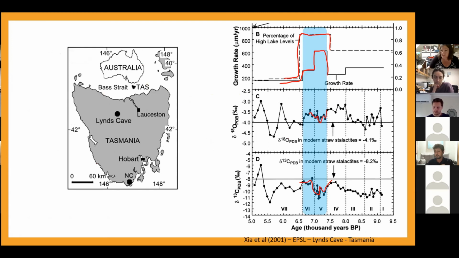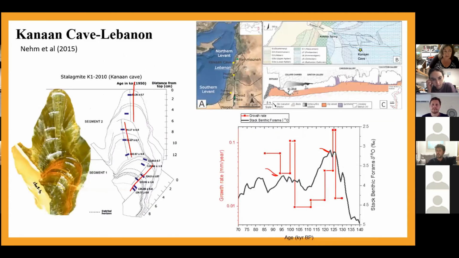I bring some examples. This is one of the oldest examples that I found, from a cave in Tasmania, where we see that variation in the speleothem growth matches variations in lake level of the surrounding area. Also, if you go through the proxies, we see delta 18O decreases just a little bit during this period. So we have here a quite interesting comparison between growth rate and variations in the hydrologic regime.